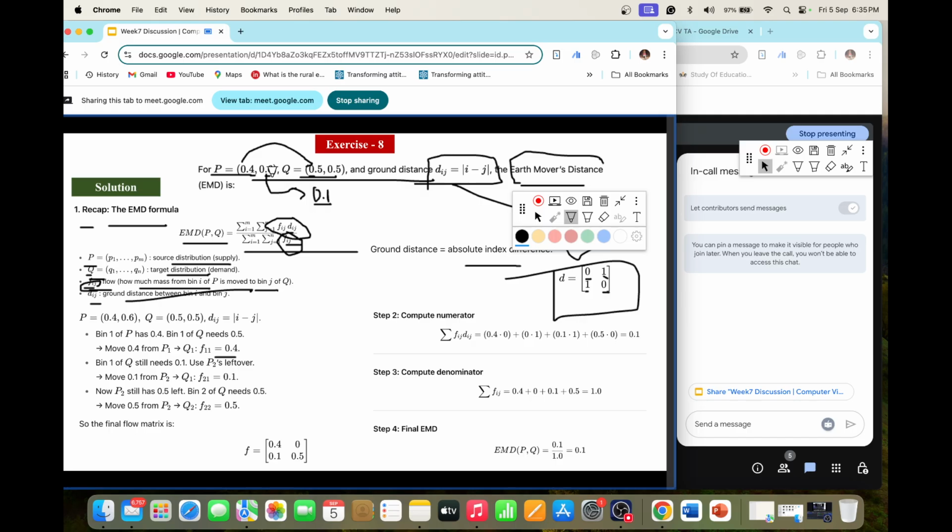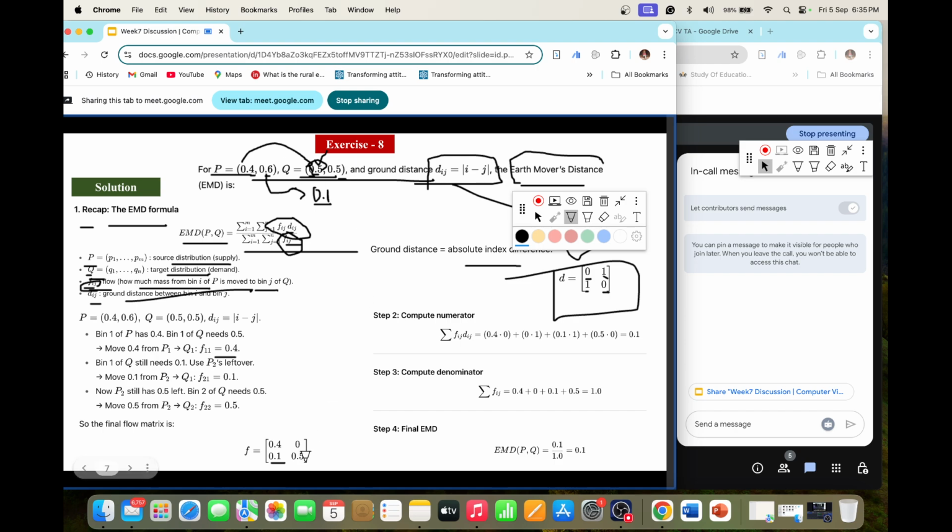Okay, so just move from 0.6, you just move 0.1. So that is why your F21 is 0.1. Okay, so deficiency or this target is over. 0.5 target is over. Okay, now from 0.6 you have 0.5. So 0.5 you can easily move 0.5 to this 0.5. Okay, so you can easily move 0.5 to 0.5.